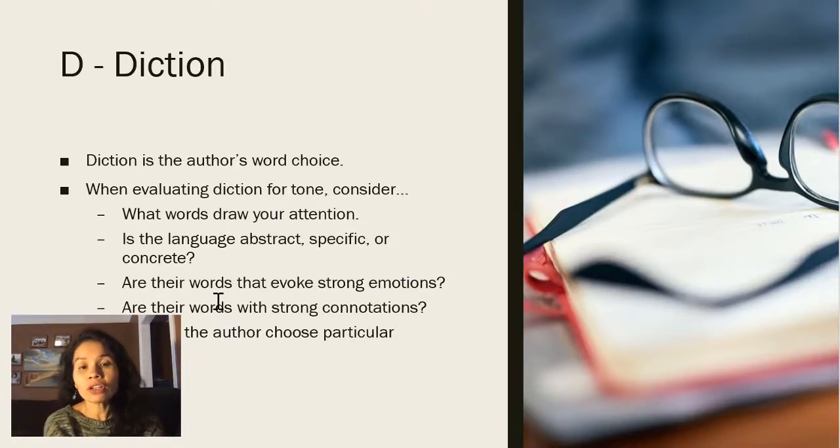What is diction? Diction is the author's word choice. When evaluating diction for tone, consider what words draw your attention. Is the language abstract, specific, or concrete? Are there words that evoke strong emotions? Are there words with strong connotations? And also, why did the author use particular words? These are the things that you want to consider when evaluating diction, because diction, remember, has to do with the word choice of an author.